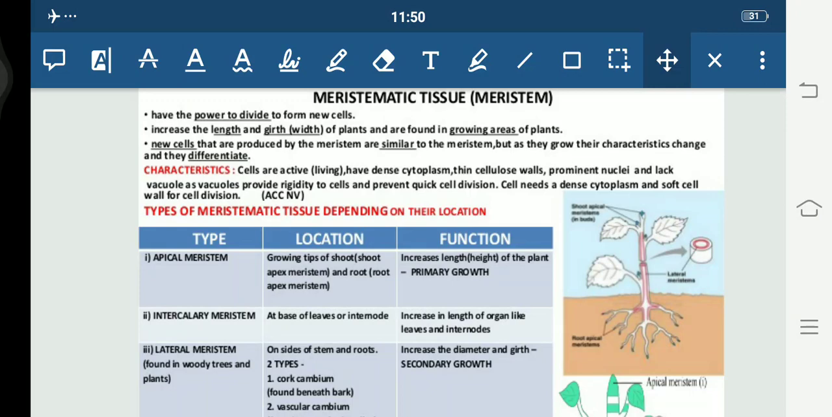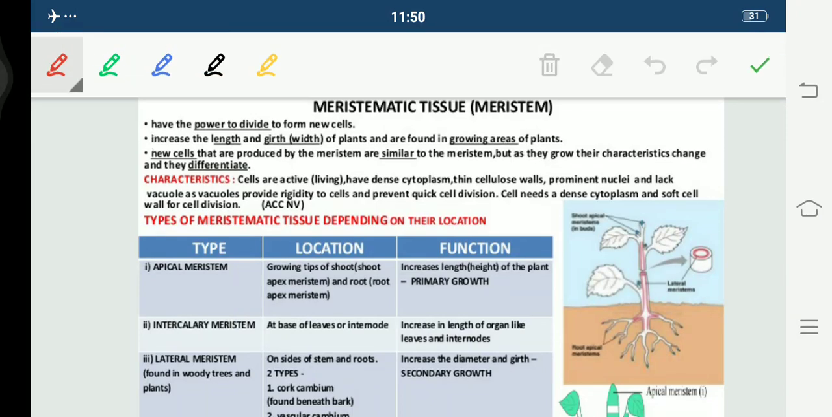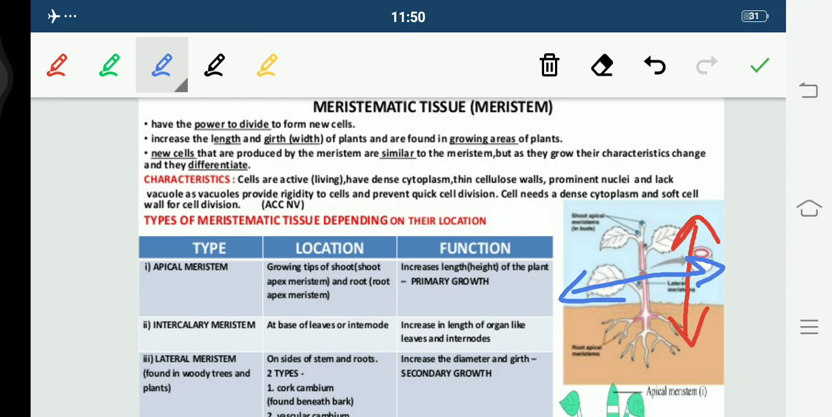Now, what is the function of these tissues? They help in increasing the length and width of the plant. Fine. And they are present only in the growing areas of the plant. Talking about the length, in this term it is length. Right? And talking about the width, students, width in this manner. Fine. Now new cells that are produced by meristem are similar to the meristem, but as they grow their characteristics change and they differentiate.